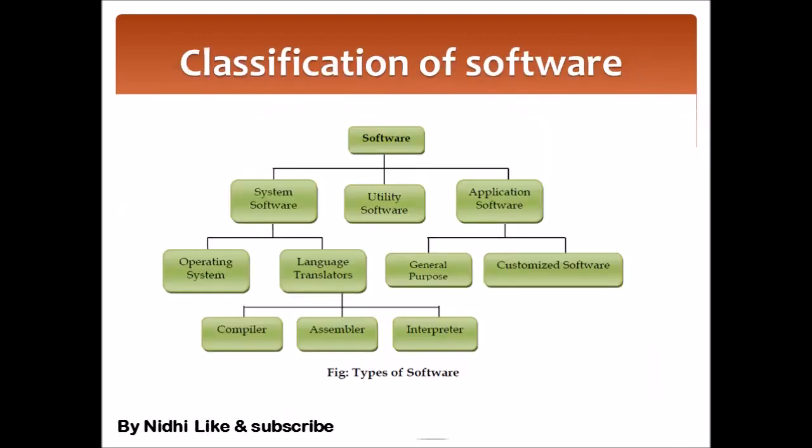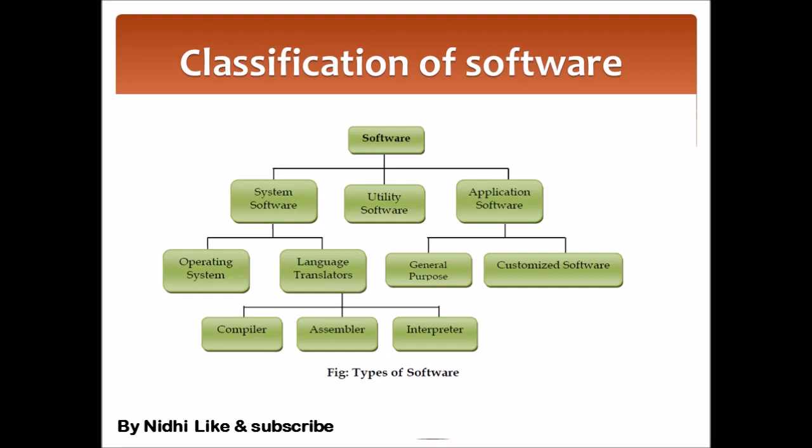Hardware and software are interdependent. Without software, a computer cannot work. Similarly, if hardware is not there, software is of no use. That means for the proper working of a computer, both hardware and software are necessary. Software enhances the capability of hardware and directs the computer to perform operations like input, processing and output.